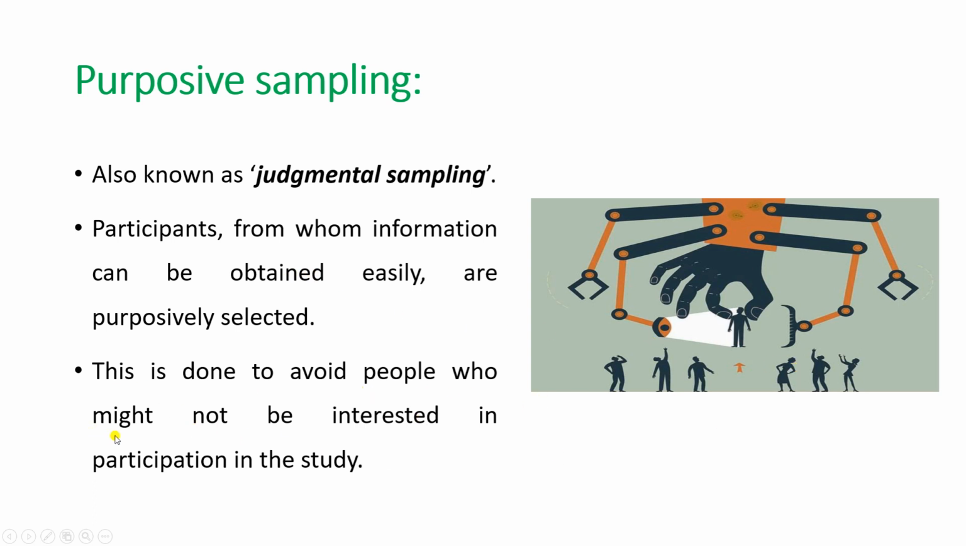This is done to avoid people who might not be interested in participation in the study. So there are some people who are unwilling, so you can avoid those people because you are not going to gather any information from them. So you can selectively discard them, also selectively select those who are willing to participate, because you understand that it is easier for you to extract any information from this particular people. So you can see this is the hand of the researcher. He is hand picking the sample himself among all the people.